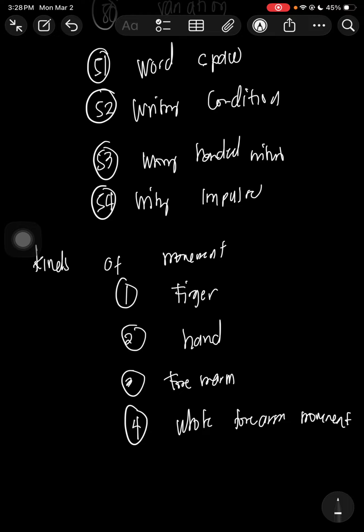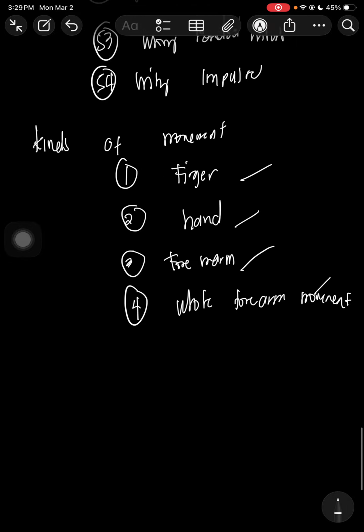So, the finger movement: the thumb, the first and second, and slightly the third finger are in motion. This is usually employed by children and illiterates. The hand movement is produced by the action of the whole hand, with the wrist as the center of attraction. The forearm movement is the movement of the shoulder, hand, and arm with the support of the table. The whole arm movement is the action of the entire arm without resting.